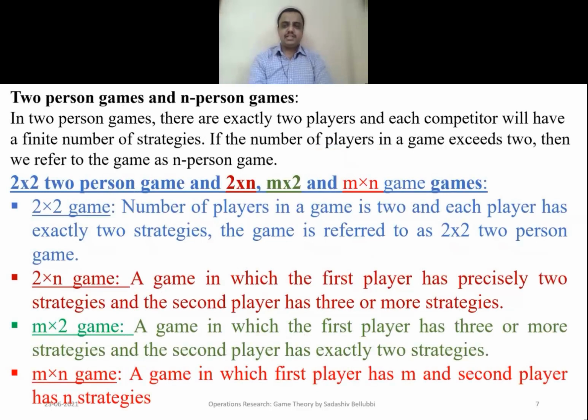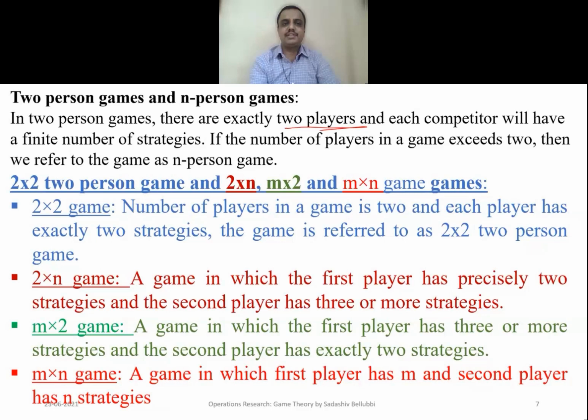A two-person game means only two individuals, or two groups of people, are playing a game. In a two-person game there are exactly two players, and each competitor will have a finite number of strategies. If the number of players in a game exceeds two, then we refer to the game as an n-person game.